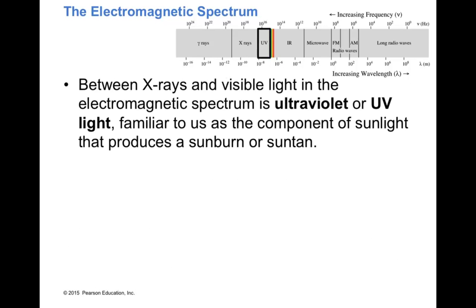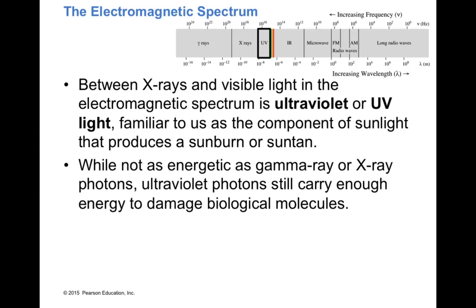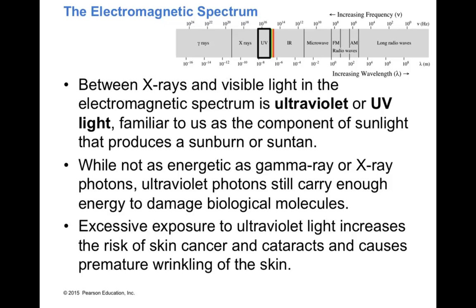So between X-rays and visible light in the electromagnetic spectrum is the ultraviolet or UV light, familiar to us as a component of sunlight that produces a sunburn or a suntan. While not as energetic as gamma ray or X-ray photons, ultraviolet photons still carry enough energy to damage biological molecules. An excessive exposure to ultraviolet light increases the risk of cancer and cataracts and causes premature wrinkling of the skin.